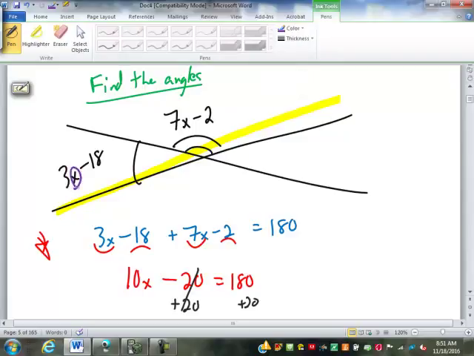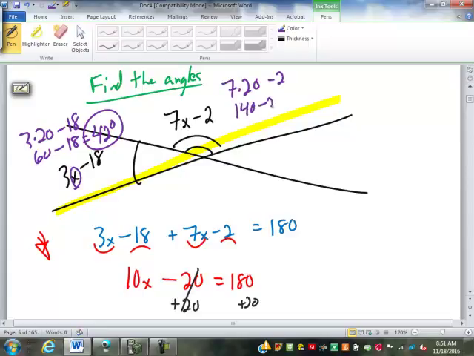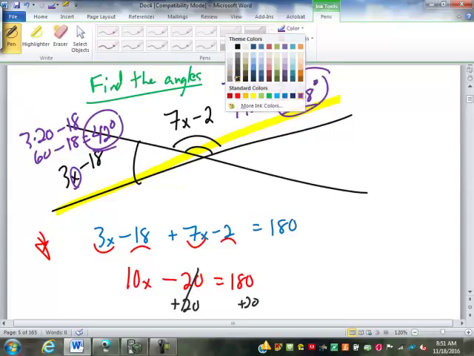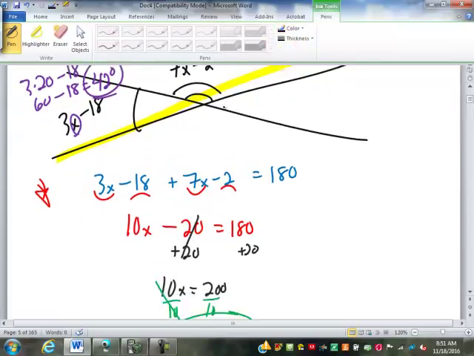Well, I'd have to plug back in 20 for x. So 3x becomes 3 times 20 minus 18. 3 times 20 is 60. Minus 18 is 42. So I'm going to call that one 42 degrees. Over here, 7x becomes 7 times 20 minus 2. 7 times 20 is 140. Minus 2 is 138 degrees. Do those add up to 180? Yes, they do. So we know we're probably in good shape there.